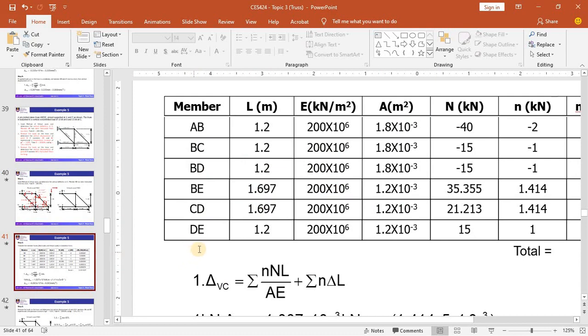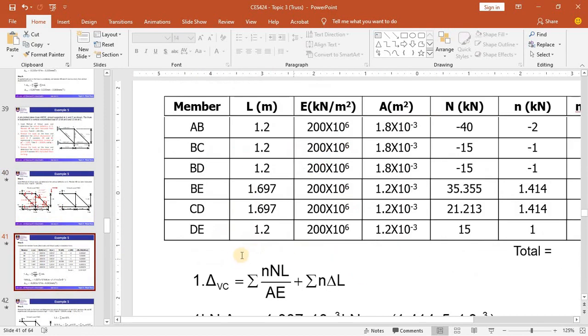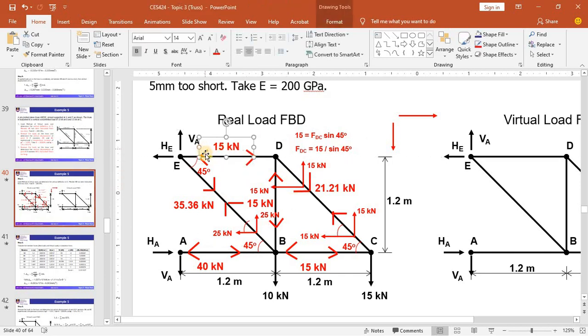CD is 21.21, so we have checked this tension. DE is 15 kilonewtons in tension. DE, what is DE? Tension. Since I have made a mistake putting a sign here, I'm supposed to change this to the left. Sorry.